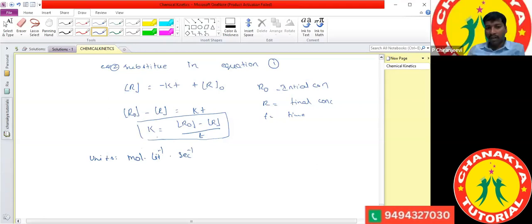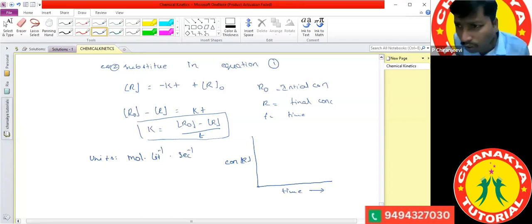And here, how can we draw the graph for the zero order reaction? Here we had seen: we are taking concentration on the y-axis and time on the x-axis. On this side, time is going to increase.